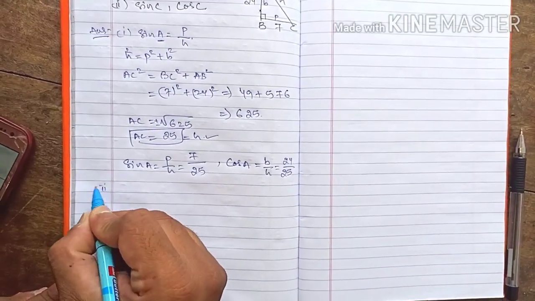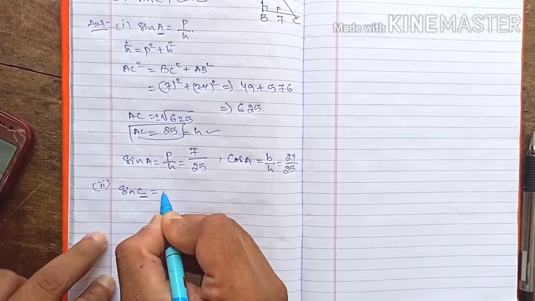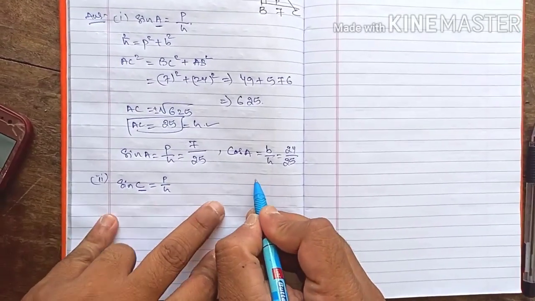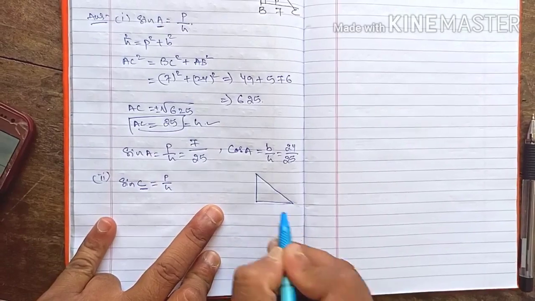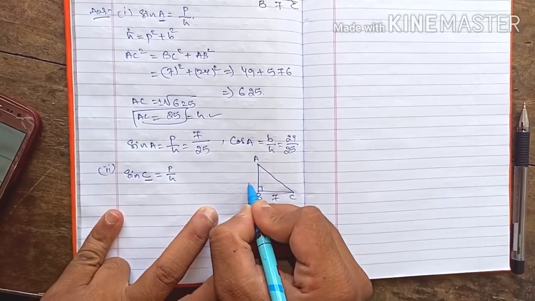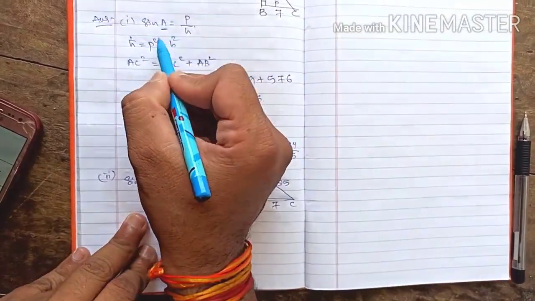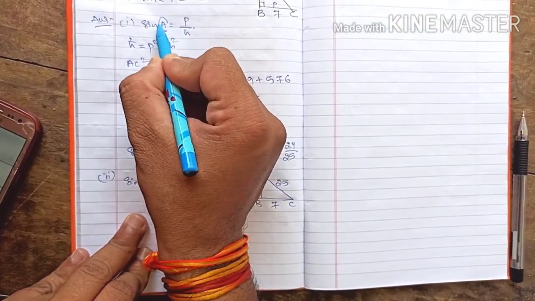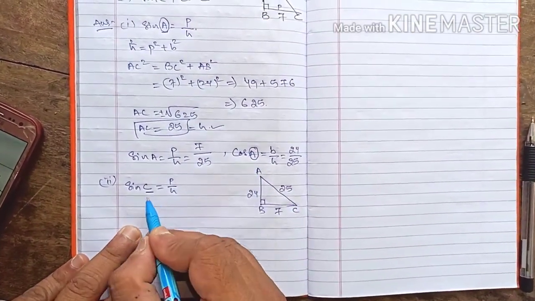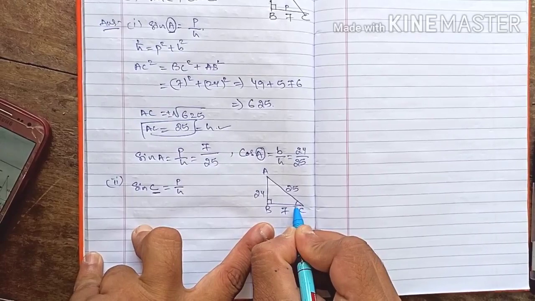Second bit, it is given sin C. The angle is C, the formula is the same, but the angle is taken as C. So once again I am just drawing a small triangle A, B, C. BC is 7, AB is 24, AC we got 25. Look at here. In the previous question it was given sin A, cos A, the angle is A. Instead of theta we are taking A. Now in this question the angle is given as C. So I will just draw a small arc on C.